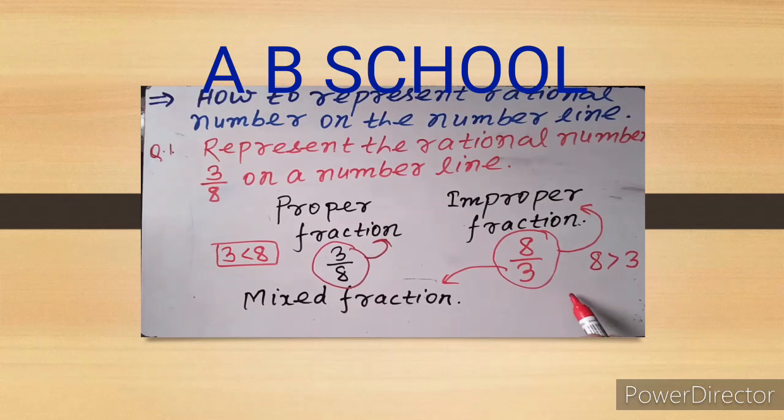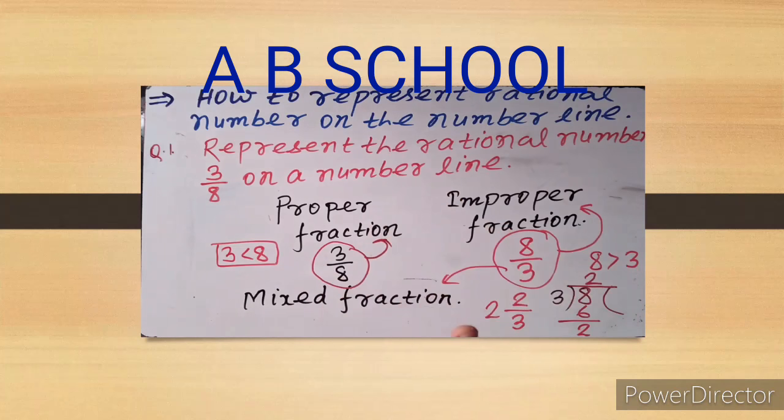So we have to divide. We will divide 8 by 3. 3 2s are 6. 8 minus 6, what will we get? 2. So we can write this as 2 integer 2 by 3. We can read it as 2 integer 2 by 3. 2 3s are 6, and 2 more makes 8 upon 3. So we have understood from here what a proper fraction is.